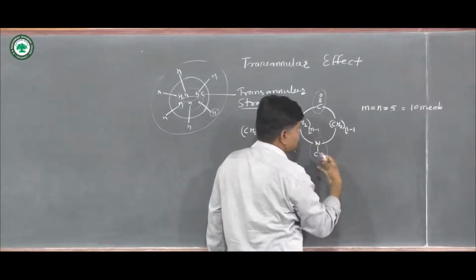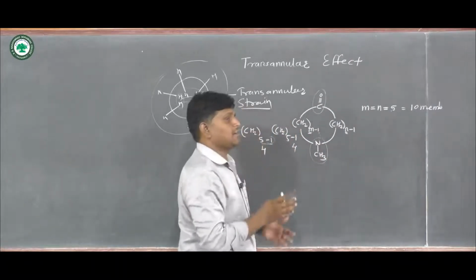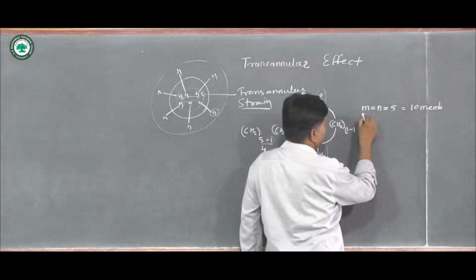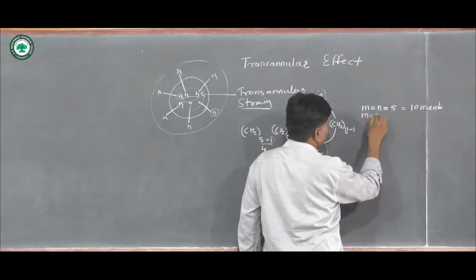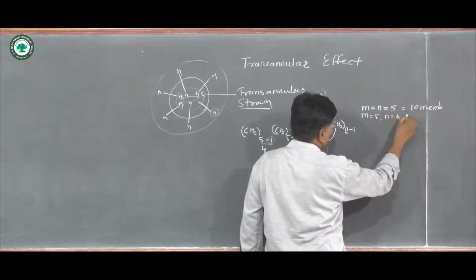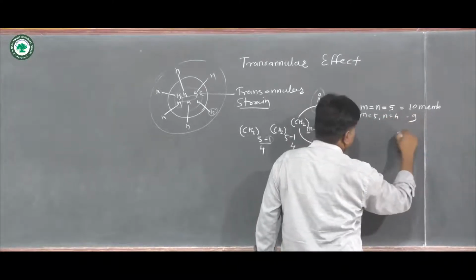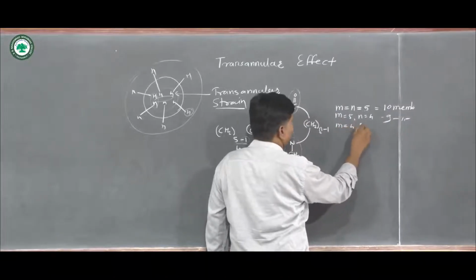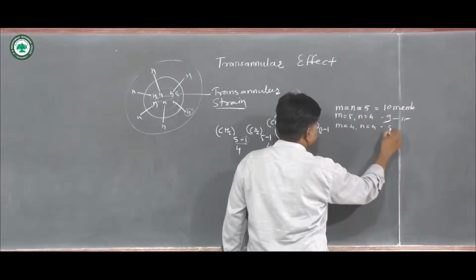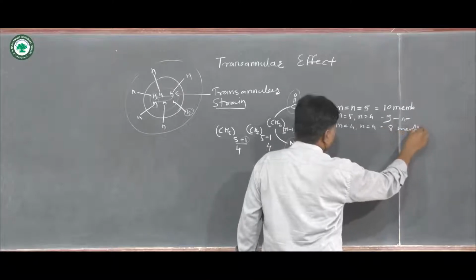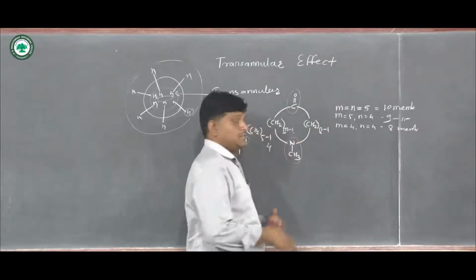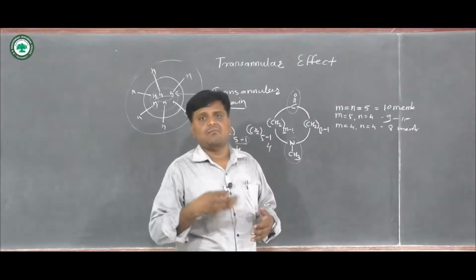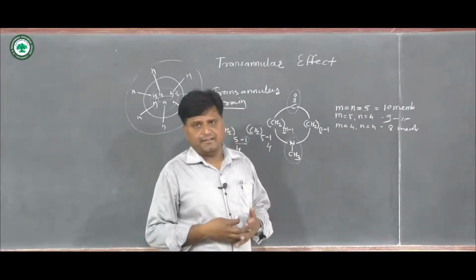Okay, when we change the number of M and N, the size of the ring will change. Suppose we write M is equal to 5, N is equal to 4, then this is a 9-membered ring system. When M is equal to 4, N is equal to 4, then this is an 8-membered ring system. So the size of the ring system will change as we change the number of M and N.